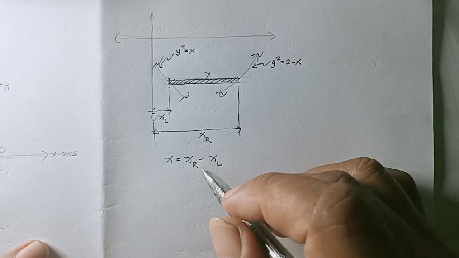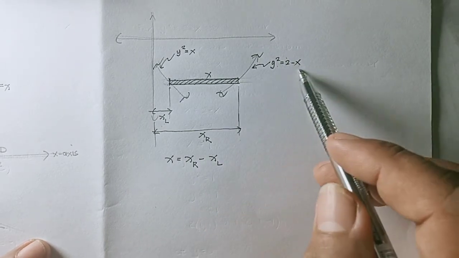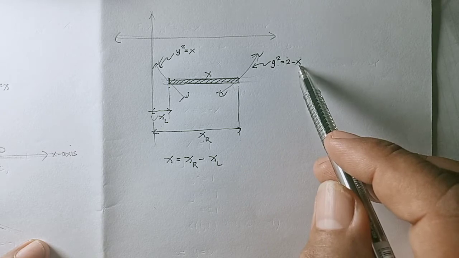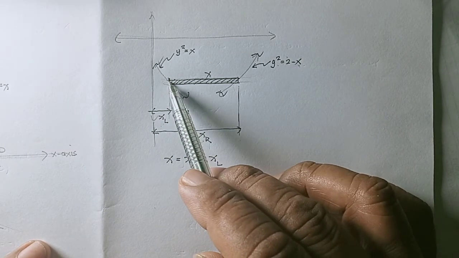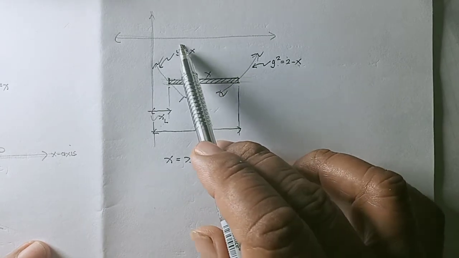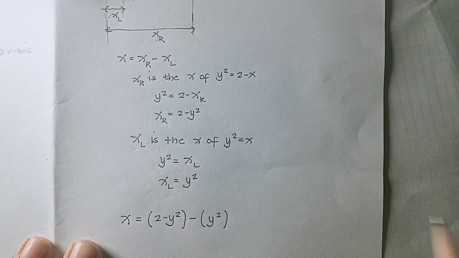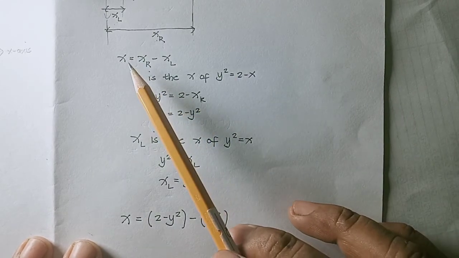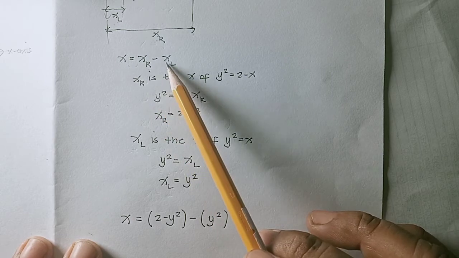Okay. Sino po si x sub r? Siya po yung x nitong boundary na to. So, isosolve po natin yung x dyan. Yun po ang magiging x sub r natin. Sa x sub l natin, yung x naman ito. Okay? So, that's it po. Okay? So, need po natin yung value ng x in terms of y. That is x sub r minus x sub l.